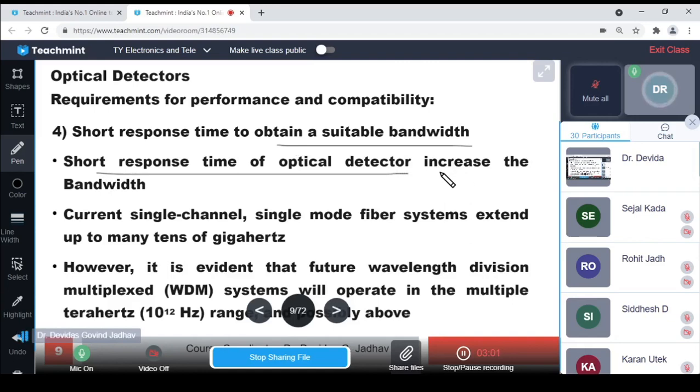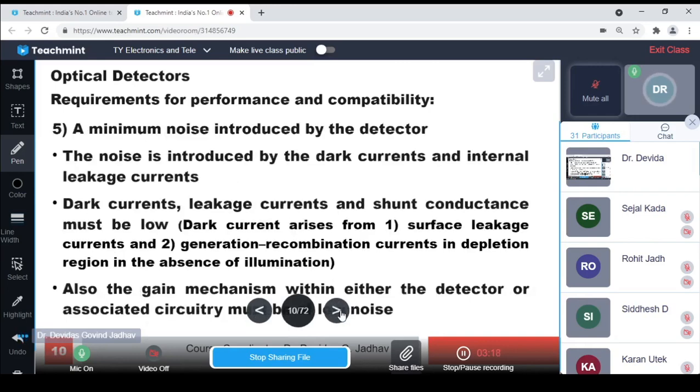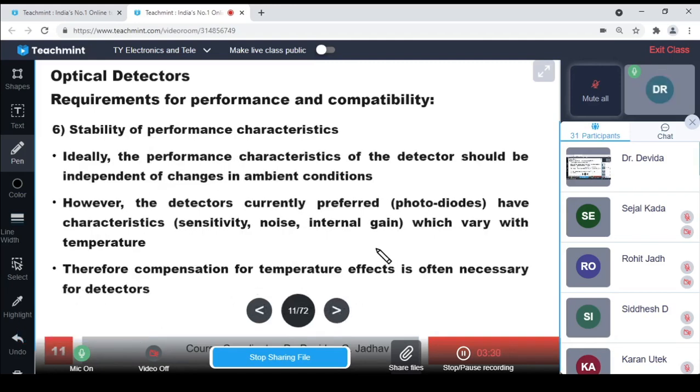So presently, single channel, single mode fibers have tens of gigahertz of bandwidth, and with WDM, wavelength division multiplexing, it may have multiple terahertz, 10 raised to 12, bandwidth. The detector should introduce very low noise. Noise is due to dark current, leakage current, the gain mechanism of the detector and the circuitry. This should be less. Stability should be there.